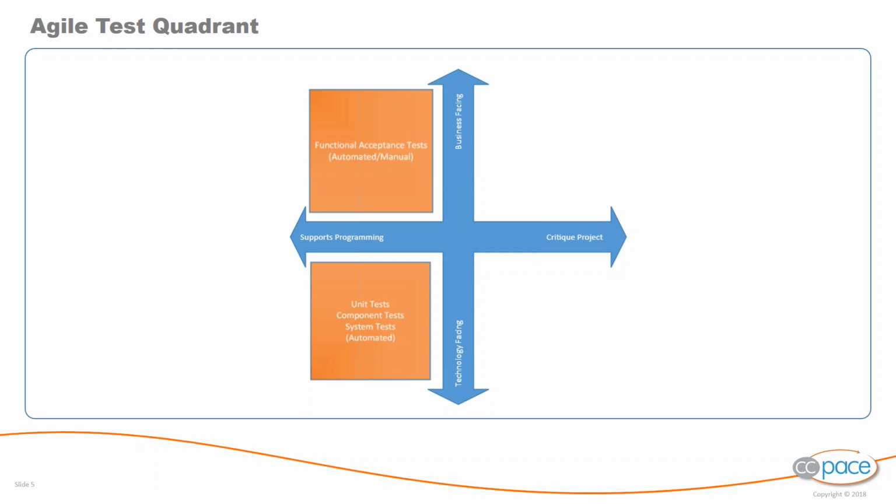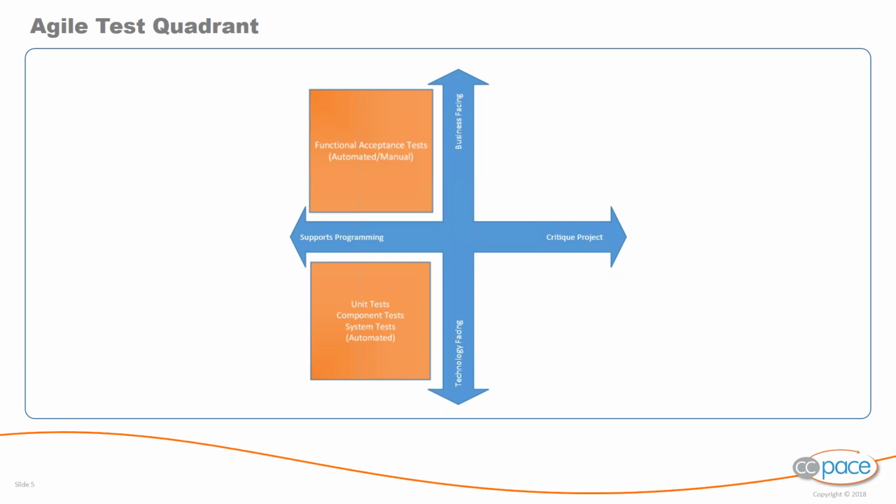The second quadrant, the one that is business-facing and supports the programming effort, consists of functional acceptance tests. The tests in this quadrant mainly help in answering the following two questions. How do I know when I'm done, for the developers? And did I get what I wanted, for the product owners?